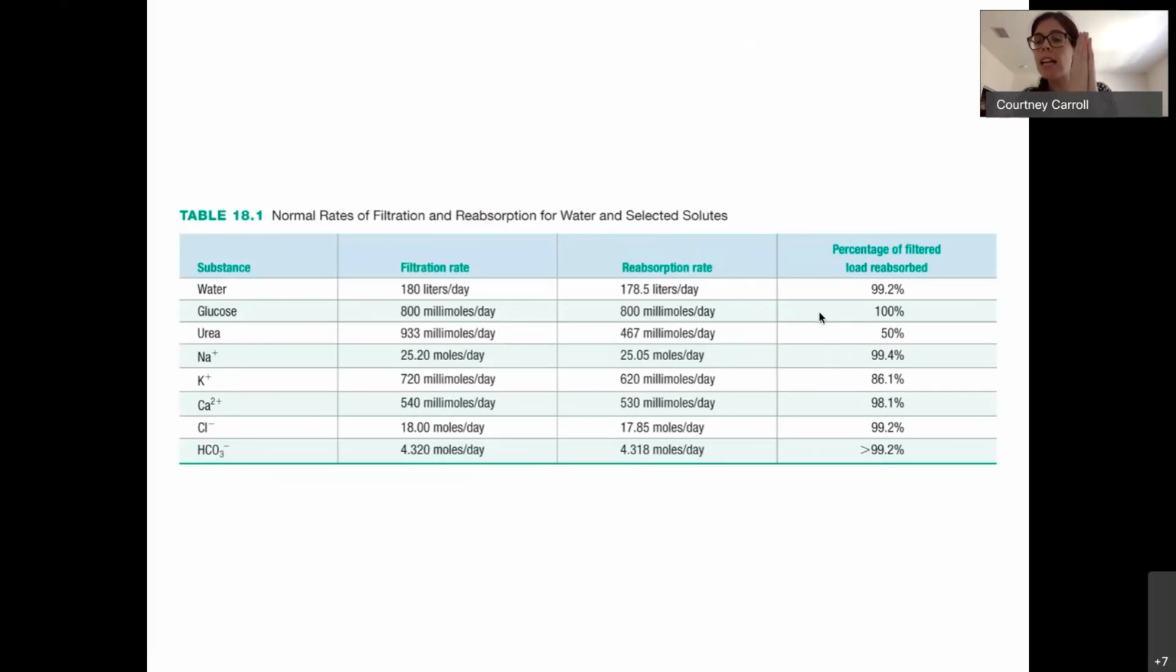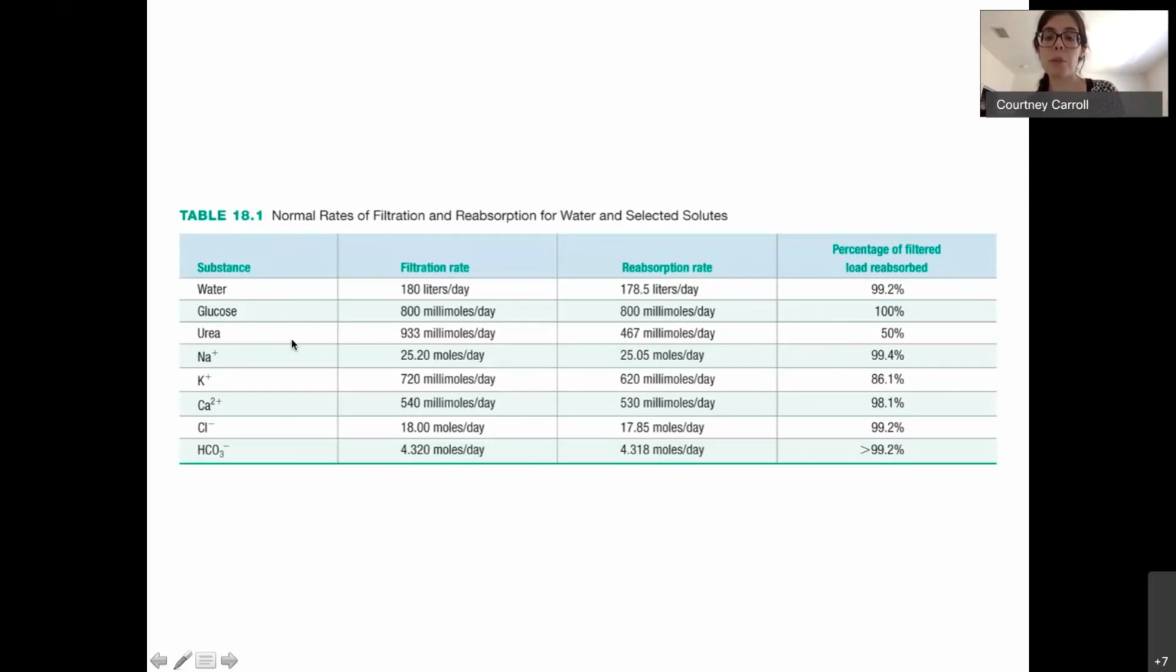So again, anything small is going to be filtered. So the glucose is going to pass through that filter into our Bowman's capsule. But in a healthy person, your body needs glucose. And so it's like, excuse me, can I have, I need that back. And so all of the glucose that's in the filtrate is then going to pass back and eventually become back into the blood.